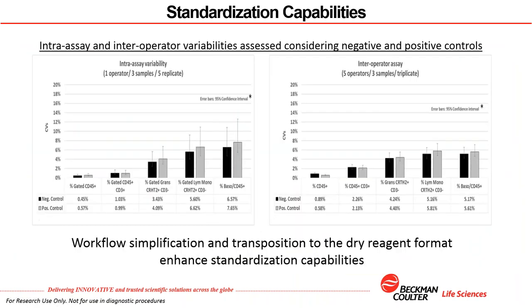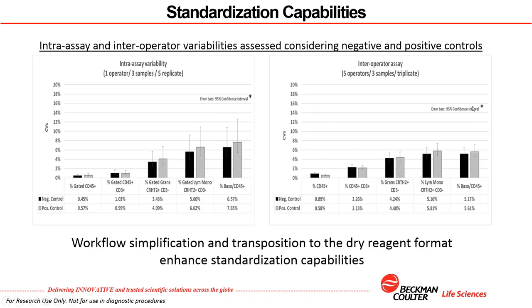We have everything now in a dry and ready-to-use reagent format. One of the biggest advantages is not only to simplify the workflow, but really to increase the robustness of the overall assay. And this is illustrated by this slide. On this slide, you can see two different graphics illustrating the level of variability that is encountered with this kind of assay, in the case of only negative and positive controls here.